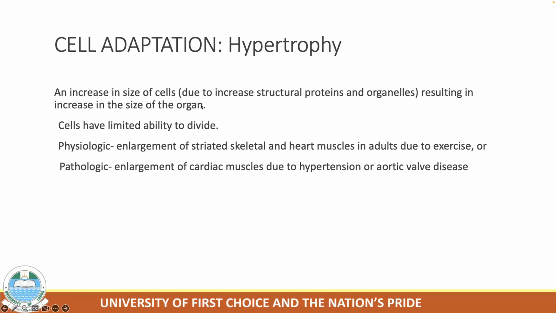The physiologic example of hypertrophy is enlargement of heart muscles in adults due to exercise, while the disease process or the pathologic process is enlargement of cardiac muscles due to hypertension or aortic valve disease. These are important examples, as you will see. So that is hypertrophy. Now let's talk about hyperplasia.